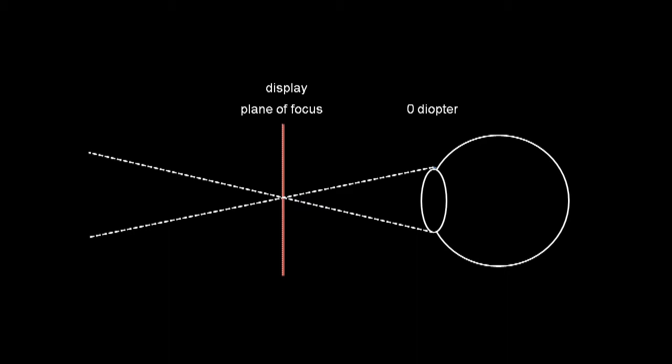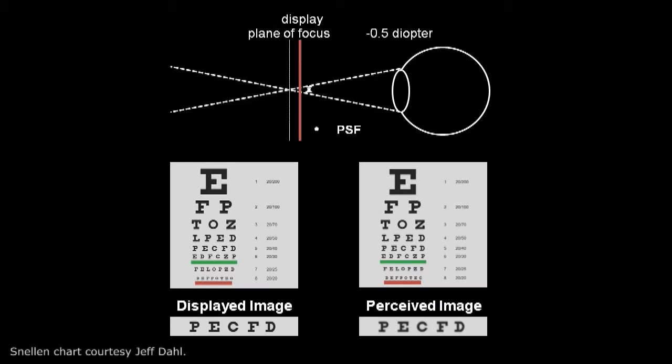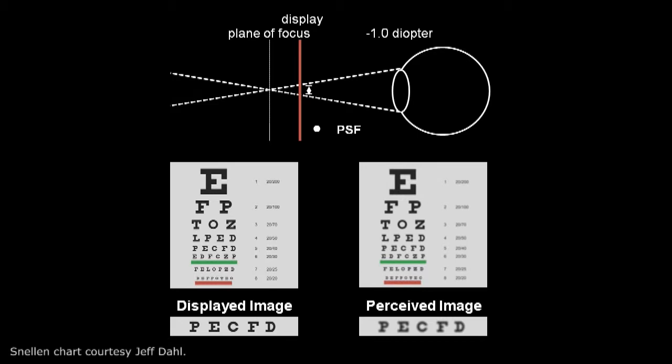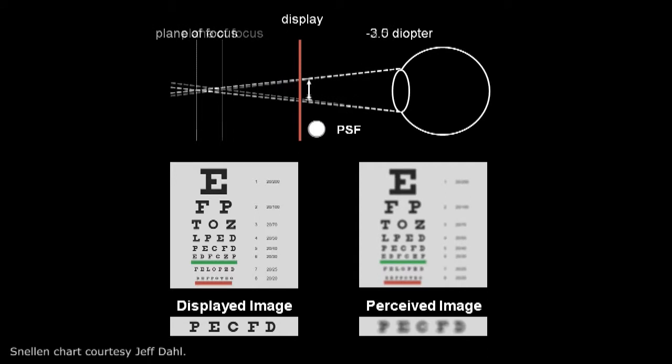Here we illustrate a viewer with presbyopia viewing a conventional display, for example an LCD panel. As the degree of presbyopia increases, measured in diopters, the perceived image becomes increasingly blurred. Optically, this is represented by a point spread function that increases in diameter. We model the blurring process as a convolution of the displayed image with the point spread function.